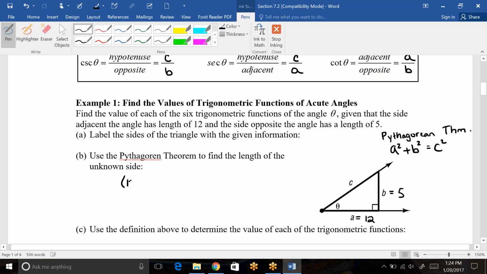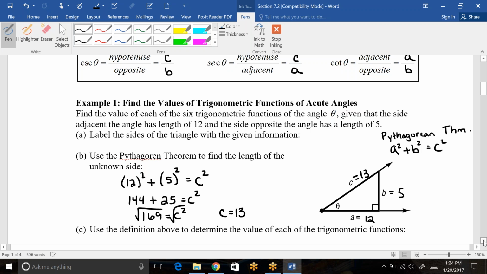So a is 12, 12 squared, plus we know b is 5, and we don't know c. 12 times 12 is 144. 5 times 5 is 25. Add those two together, that's 169. And then we would want to take the square root of that to find c. So the square root of 169 is 13. So that means our hypotenuse is 13.